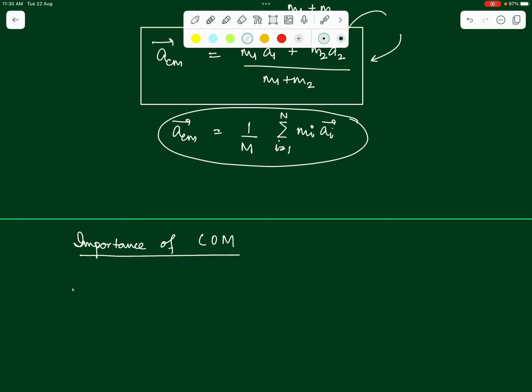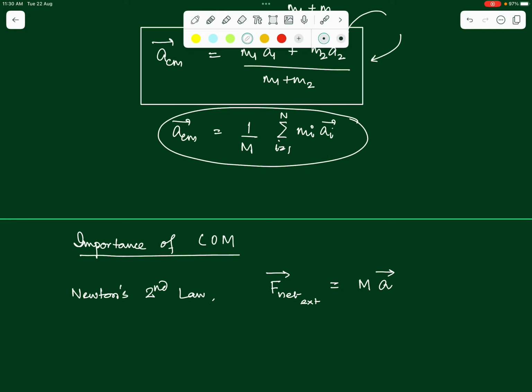Secondly, we say that the Newton's second law that we have studied in the previous chapter. What is Newton's second law? Newton's second law states that F net, the net external force acting on a system, is equal to the mass of the system times its acceleration. Isn't this what we have studied for the Newton's second law, right?